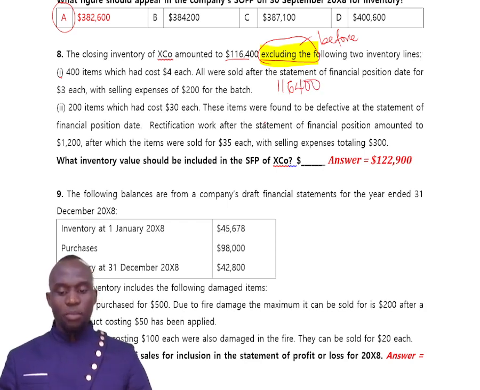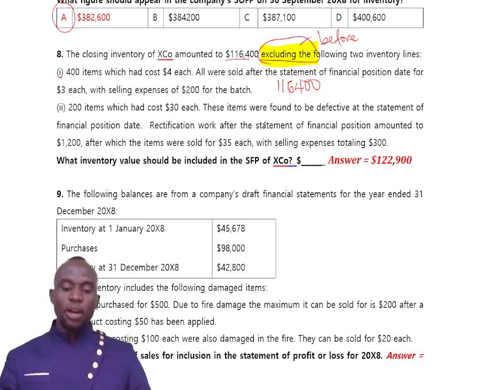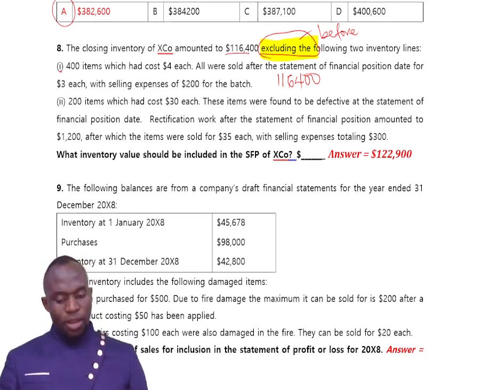Then you look at item 1. What is cost? What is net realizable value? Then you include what it should be. Item 2, you do the same. Then number 9.